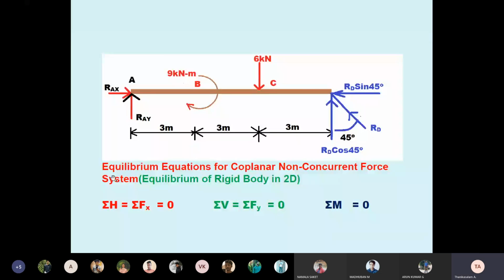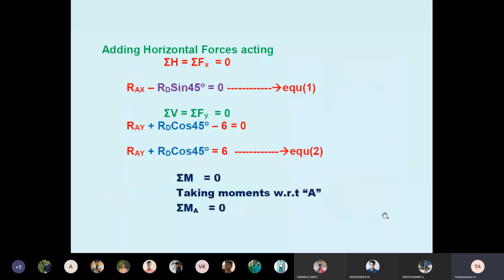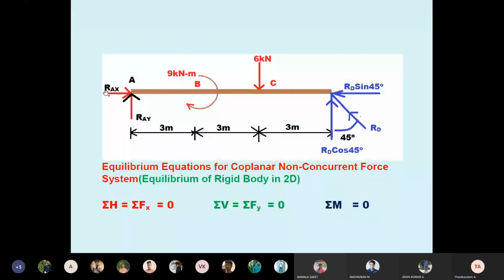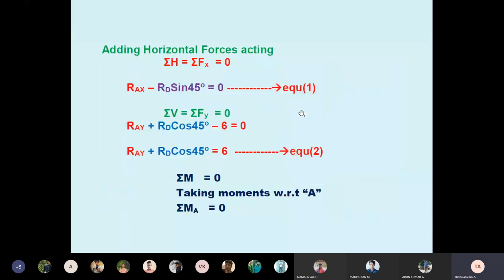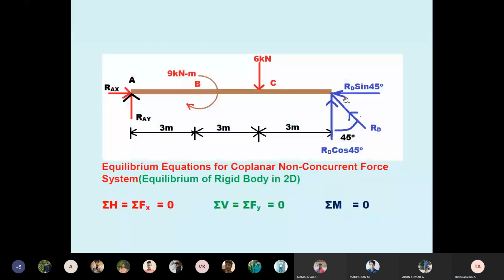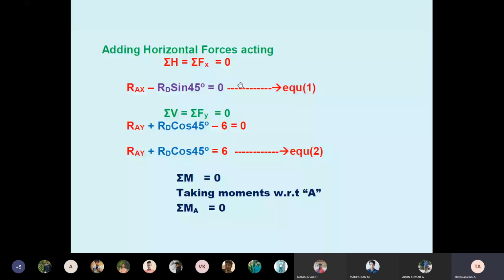Now you have to use the equilibrium equations. Summation of horizontal force equal to 0, summation of vertical force equal to 0, summation of M equal to 0. What are the horizontal forces? RAX. We initially assume RAX positive, RAY also positive. So RAX, then minus RD sin 45, since it goes to the left side. Only two horizontal forces, equal to 0. So that is equation 1.